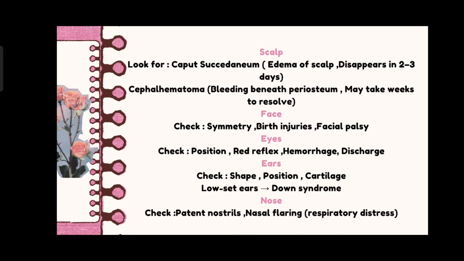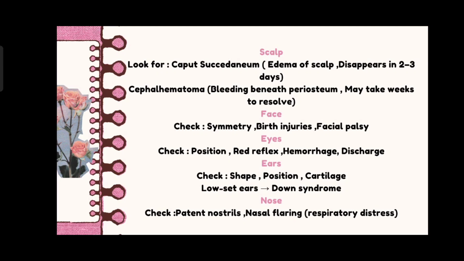Then coming to the face, we have to check for symmetry or any type of birth injuries, and also we have to check for facial palsy. Then coming to the eyes, we have to check for the position of the eye, whether the red reflex is present or not, whether any hemorrhage or discharge is present or not. Then coming to the ears, we have to check for the shape, position, and also the cartilage.